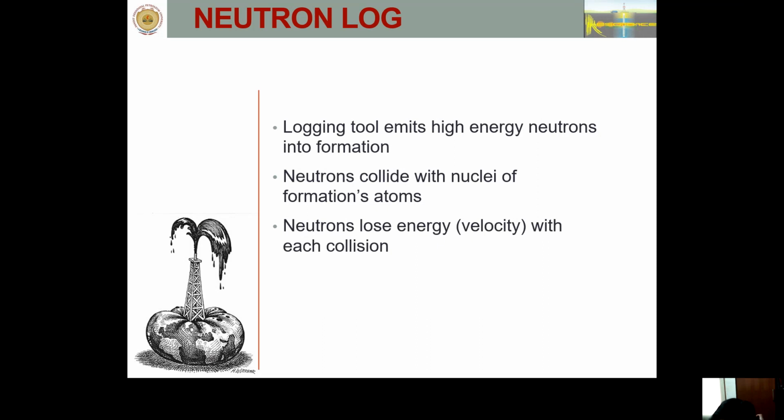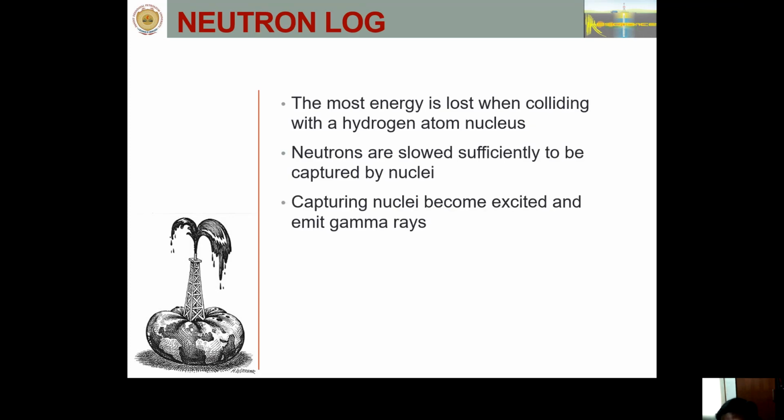The next tool which is utilized is the neutron log. Logging tool emits high energy neutrons into formation. Neutrons collide with nuclei of formation atom. Neutrons lose energy, that is the velocity, with each collision. Most energy is lost when colliding with the hydrogen atom nucleus. Neutrons are slowed sufficiently to be captured by nuclei. Capturing nuclei become excited and emit gamma rays.